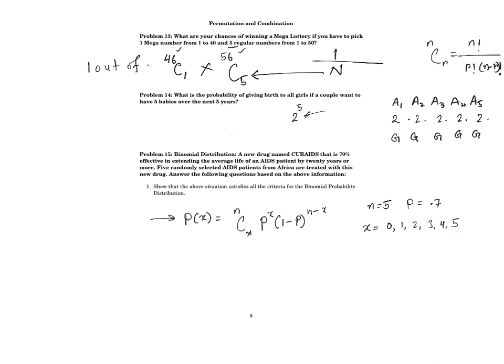X couldn't be 6 because the maximum number of patients who received the drug is 5, right? So that 5 patients are cured or extend their lives rather is going to be the most that you could have, right? So it couldn't be more than 5. So that's what it is. And then you just answer the following questions based on this. So let's go ahead, and all of these are like this.